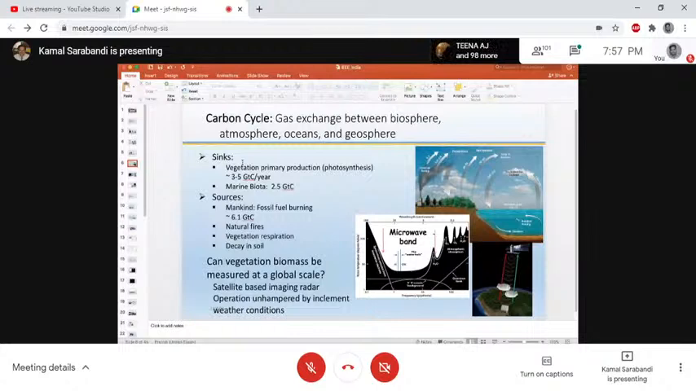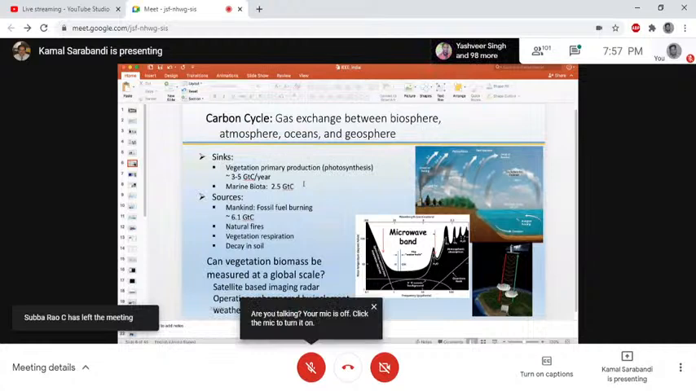Vegetation, as we mentioned, has been a major source of sinking or absorbing carbon dioxide from the atmosphere. Our estimate is that between 3 to 5 gigatons of carbon every year is absorbed by vegetation. Unfortunately, we are also cutting trees very fast and exacerbating the issue. Marine biota also take about 2.5 gigatons of carbon from the atmosphere and store it in other forms. So what releases carbon dioxide? The main culprit here is humankind. We release at least about 6 gigatons of carbon through fossil fuel burning.